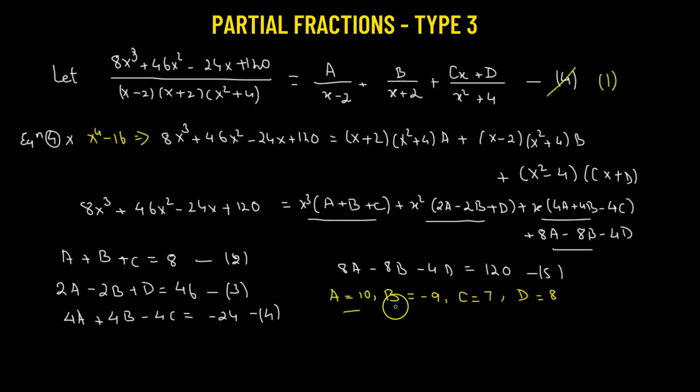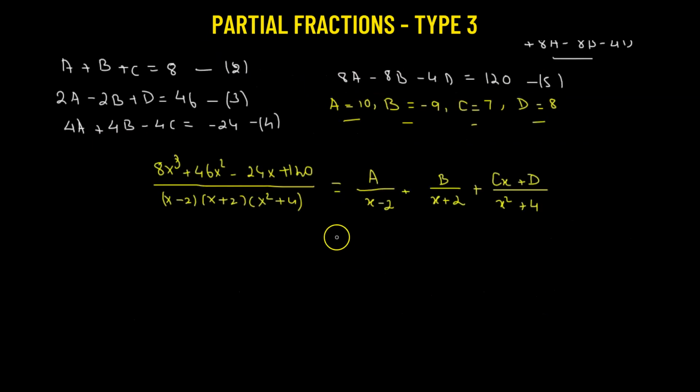Now we have successfully obtained the values of a, b, c, and d, which we will substitute back in equation number 1. This is going to give us the required partial fractions. We now have a over x minus 2, the first partial fraction. We'll replace a with 10 over x minus 2, followed by negative 9 over x plus 2. And the third partial fraction will be cx plus d, so we have 7x plus 8 divided by x squared plus 4.